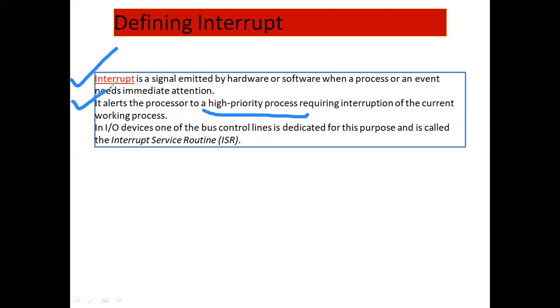यही हो रहा है ना कि जो प्रोसेसर है अभी करंट एग्जीक्यूशन जो कर रहा था उसको पॉज करके जो हाई प्रायोरिटी, ऑब्वियसली हाई प्रायोरिटी वाला टास्क है इसीलिए तो ये वाला पॉज करके वो वाला स्टार्ट करना है. तो ये किसको हम अलर्ट कर रहे हैं? प्रोसेसर को. ठीक है. It alerts the processor to a high priority process requiring interruption of the current working process.